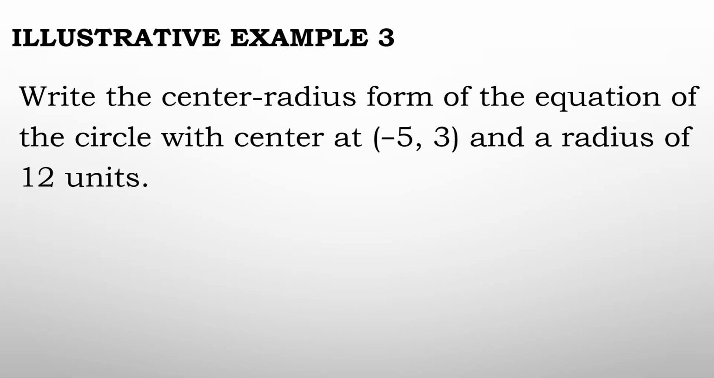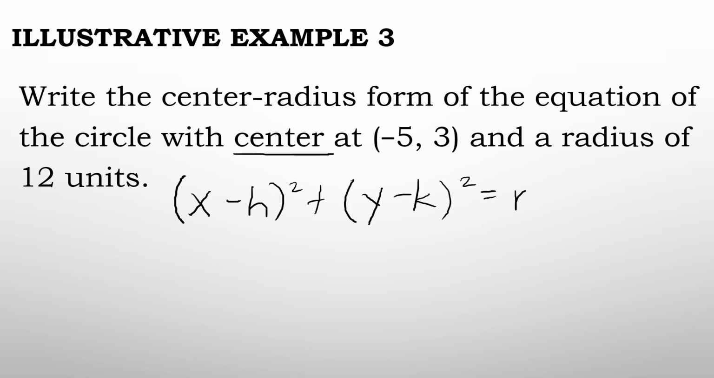Now, let's have our third example. Write the center radius form or the standard form of the equation of the circle with center at -5, 3 and a radius of 12 units. Since, class, the center is no longer at the point of origin but at -5, 3, we'll be using the formula (x - h)² + (y - k)² = r².